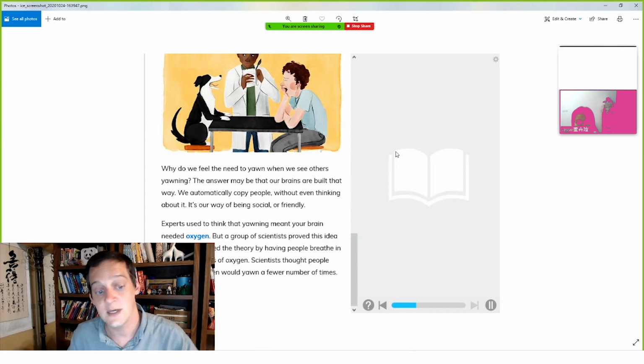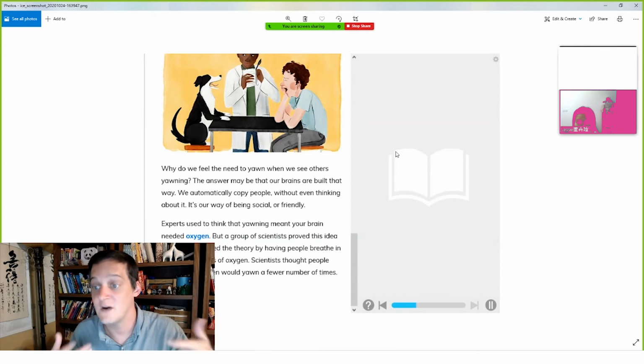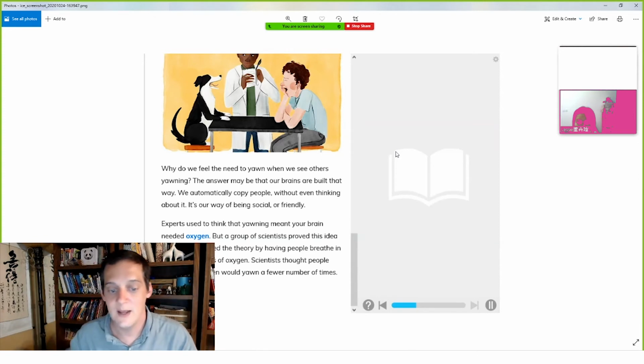Now, the experts say that you yawn more if you need oxygen. So the person with a lot of oxygen shouldn't yawn. He should not yawn because he has a lot of oxygen. And when he's breathing it in, he should get lots of oxygen going into his brain. And then the person with just a little bit of oxygen should yawn all the time. Is that going to be true?